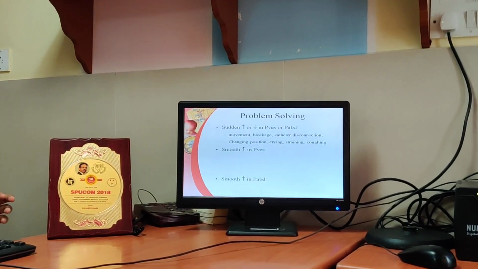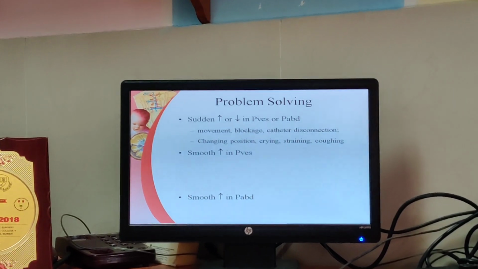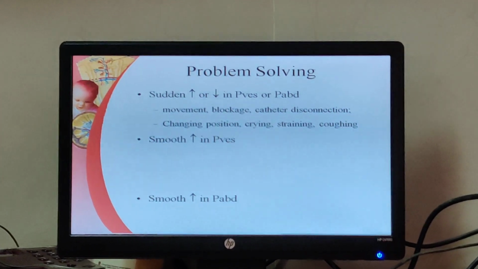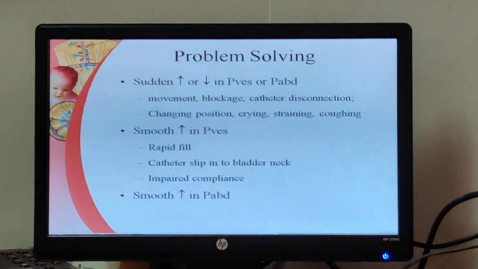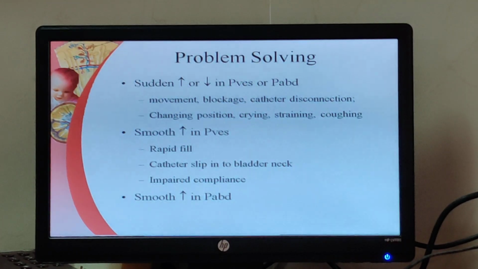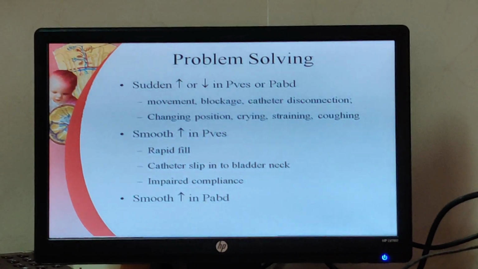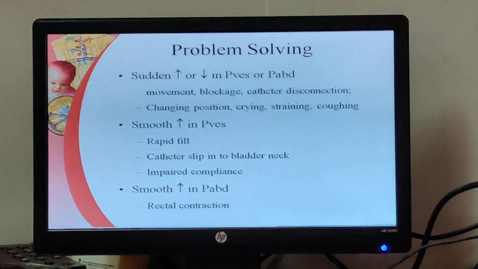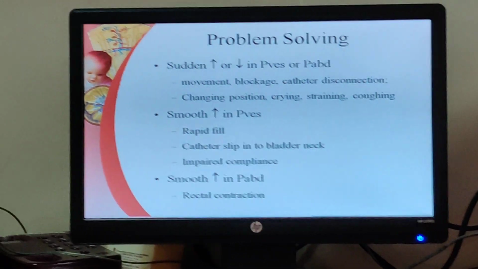So before starting the procedure, we have to make sure that the P det is between 0 to 5. It's in the positive range. So that is important. And once we get all these things ready, we have to make sure that there is no sudden increase or decrease in P vesicle or abdominal. Whenever there is a smooth increase in P vesicle, we can understand that it can be because of an impaired compliance itself, or it can be because of a rapid fill.